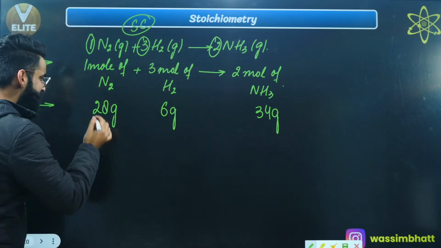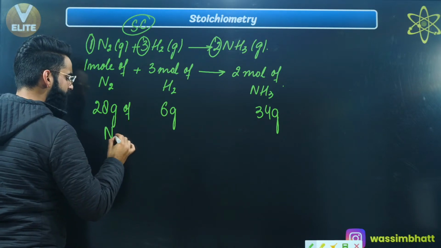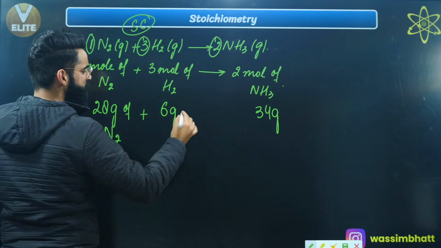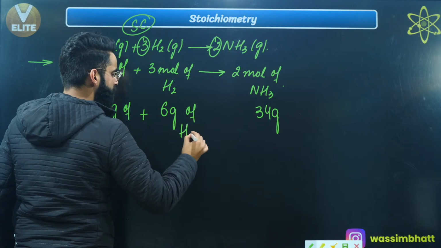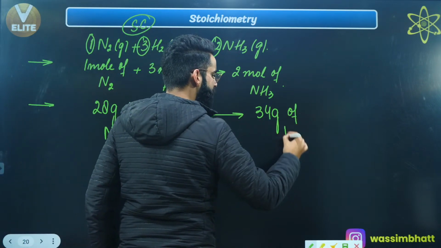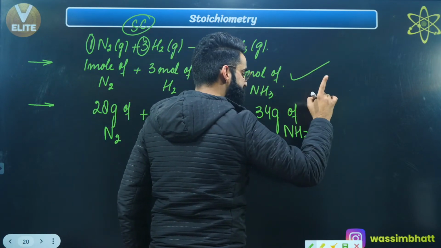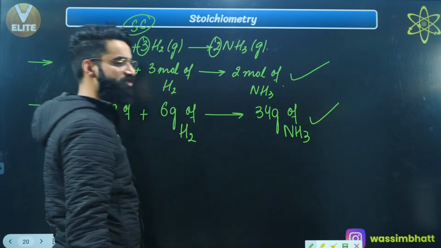So you can say something like this: 28 grams of N2 completely reacts with 6 grams of H2 and produces 34 grams of NH3. This statement I wrote in terms of moles directly. This statement I wrote in terms of mass.